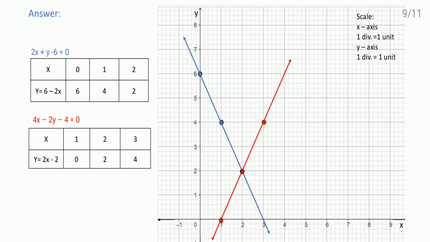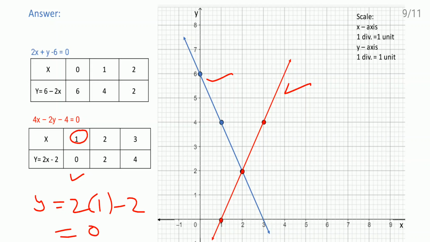This blue color graph is for the first line and this red color line is for the second equation. Okay? Now here, when x equal to 1, I got y is equal to 0. See here, y which is equal to 2x minus 2. This is 2 minus 2. So our answer comes as 0. So this way I substituted x equal to 2. I got y is equal to 2. X equal to 3 and y is equal to 4.